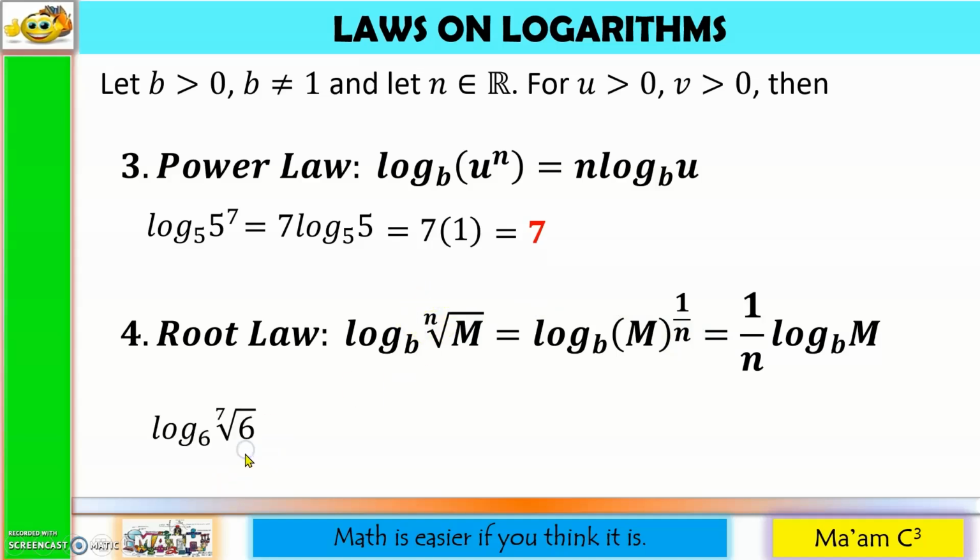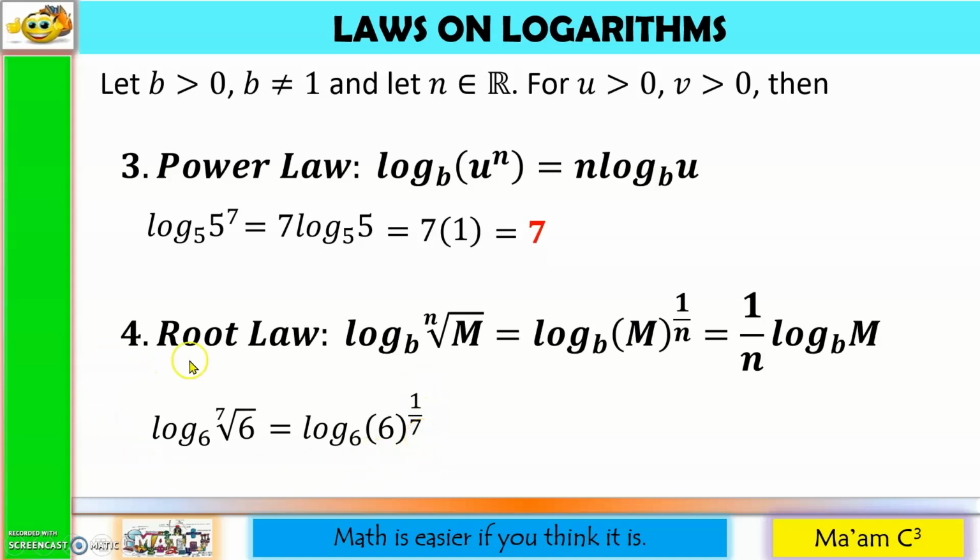Let's have an example. So we have the logarithm of the 7th root of 6 to the base 6. So let us convert 7th root. That will be equal to 1 over 7. So we have the logarithm of 6 raised to 1 over 7 to the base 6. Applying property of logarithms, our x and b are the same. So the answer to this expression is 1 over 7.